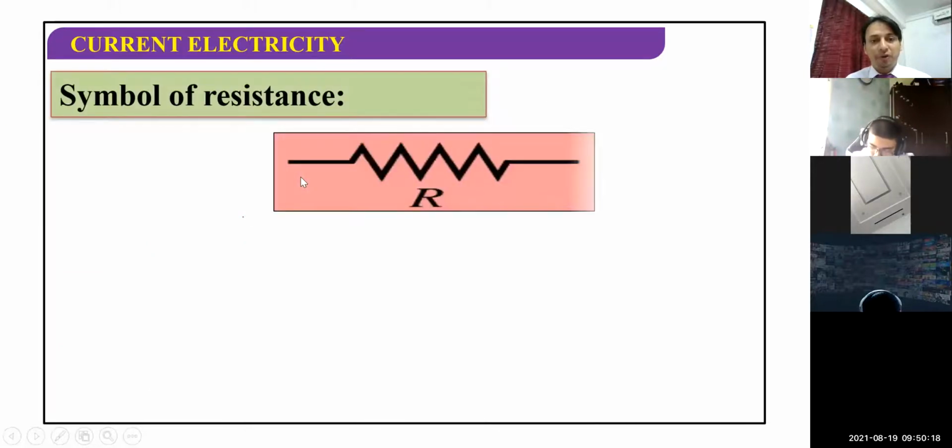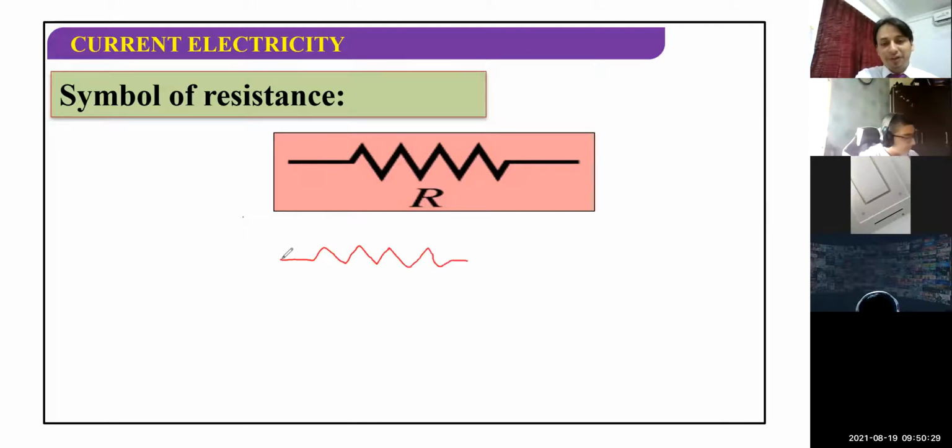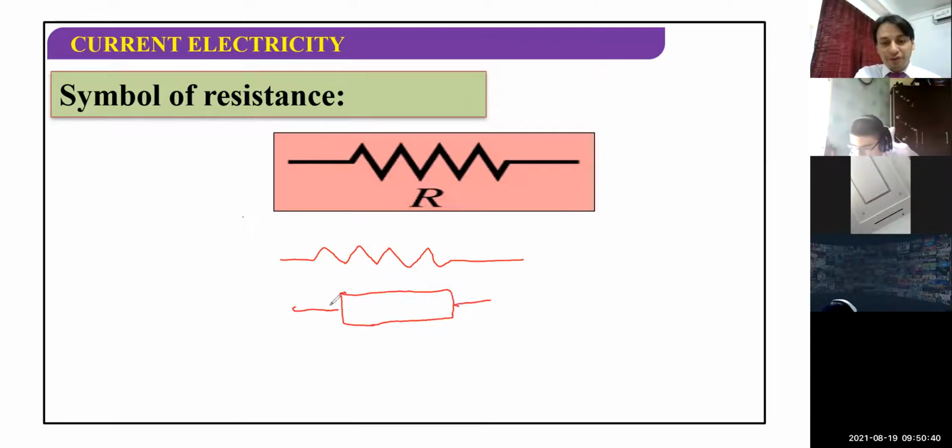Now I'm talking about the resistance here. First, you note down, children, the symbol of resistance is like this, or generally in IGCSE we use the symbol for resistance as one rectangular box like this. So this is resistance. Both are valid. In some books you will find this type of symbol. In Indian books you will find this one, and here you will find the second, the box. Both are valid.